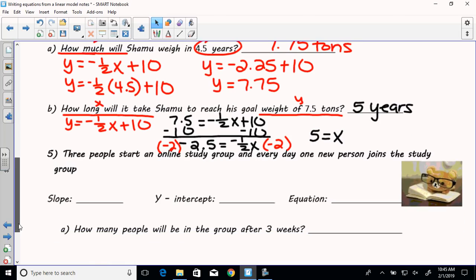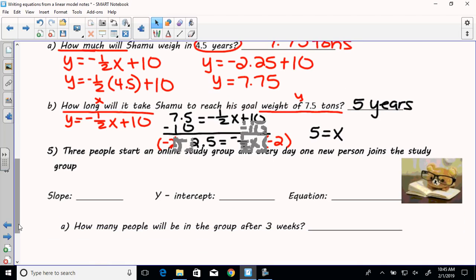For B, how long will it take Shamu to reach his goal weight of 7.5 tons? Well, how long is your x value? So that's what we're going to be looking for. And his goal weight of 7.5 tons is your y. So I plugged 7.5 in for y, and I went ahead and solved that. Remember, in order to clear the fraction, you have to multiply by the reciprocal on both sides. And then you end up with 5, which meant 5 years.